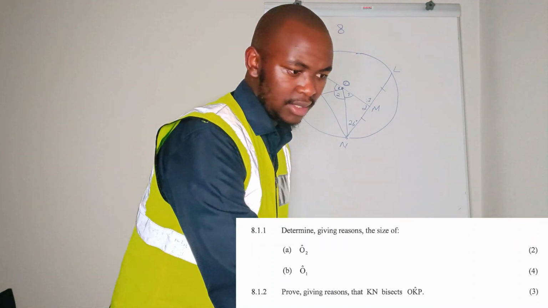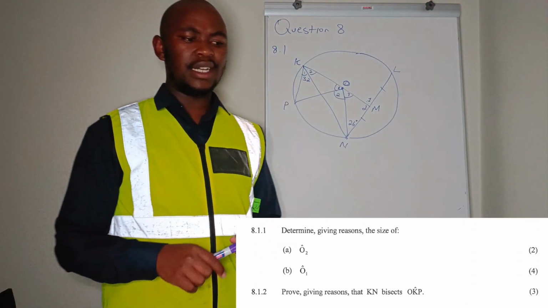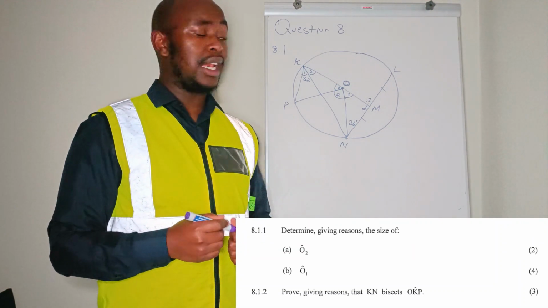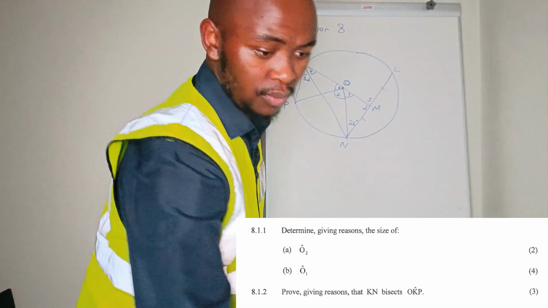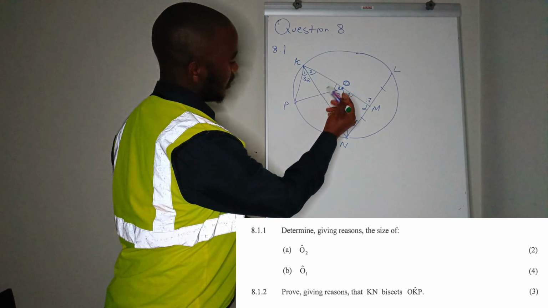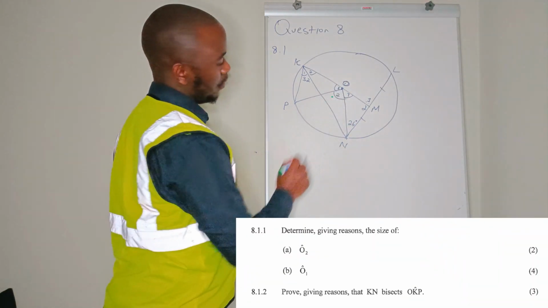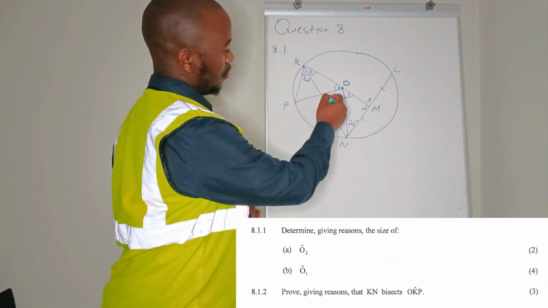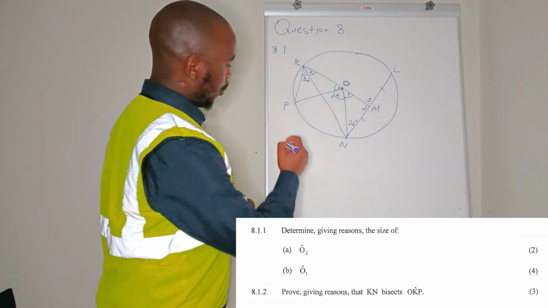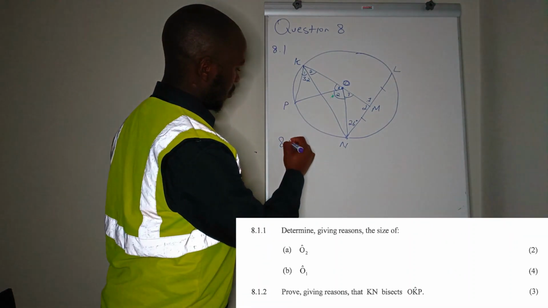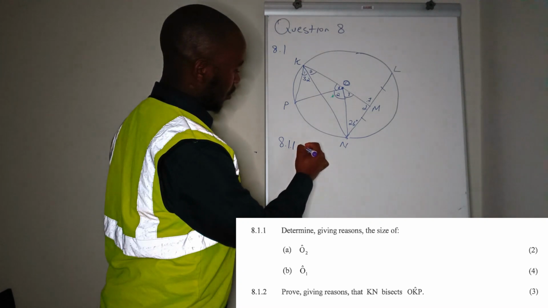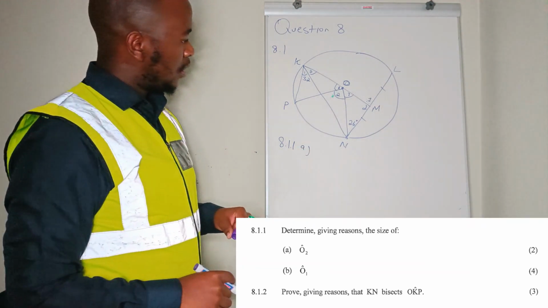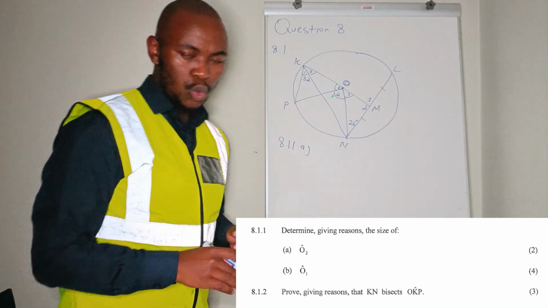We're going to start with A. A is asking us to calculate the angle O2. This is the angle that we're speaking of, O2. So 8.1.1A. Alright, O2.